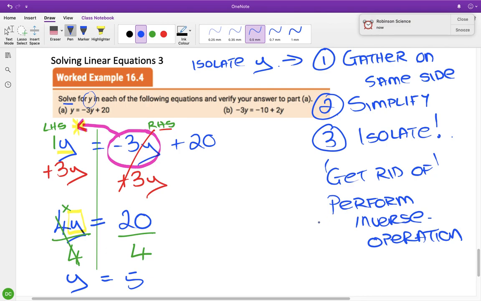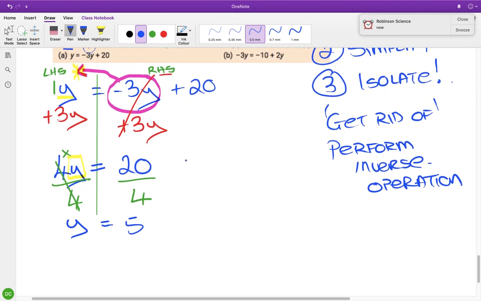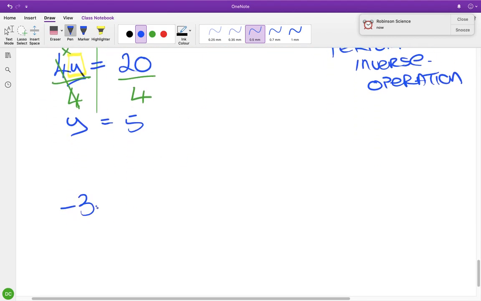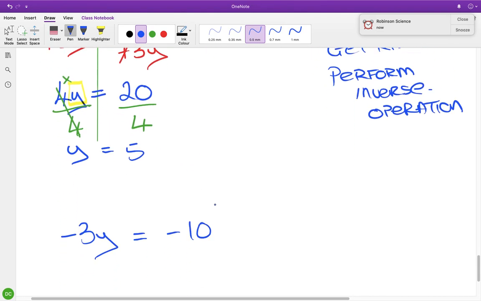Alright, so the maths didn't change. It was, I suppose, just what was required at the start was a little different. Okay, so let's keep going. So b there is minus 3y equals minus 10, I've forgotten the end, plus 2y.